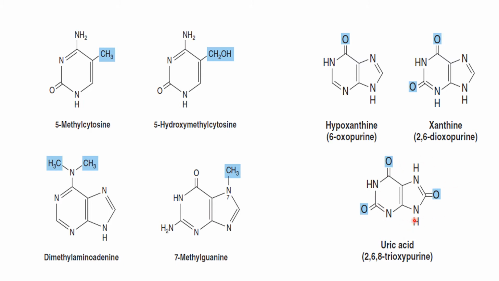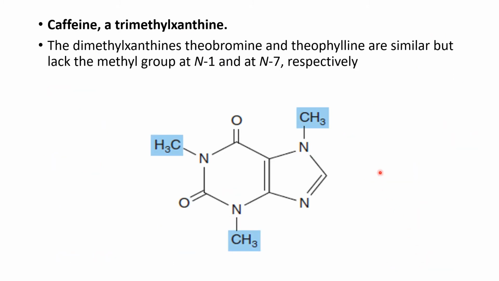This uric acid, it is the derivative of purine, 2,6,8 trioxo. This one is the trioxopurine. Another derivative of xanthine, that is the trimethyl xanthine, which is also known as the caffeine present in the coffee. It is the modified nitrogenous base, which is the derivative of the xanthine. Here it is the trimethyl xanthine, with methylation taking place at 1, 3, and 7 position.